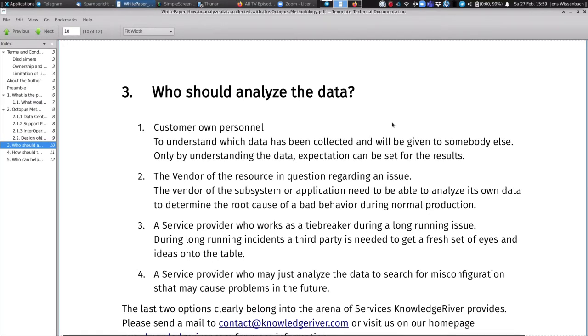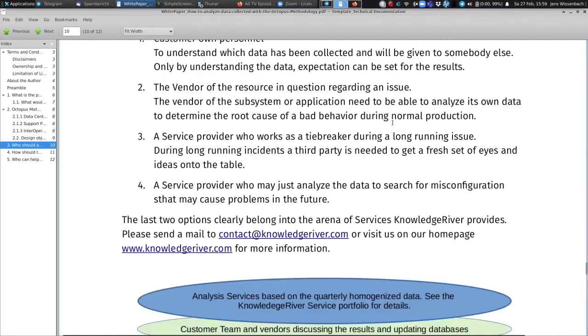Of course, you have another service provider as a tiebreaker. If you run into a finger pointing frenzy, you want to have somebody on the outside looking into the situation and give you a second opinion on what is going on. Why can't my guys solve the issue? We at KnowledgeRiver provide this type of service with the correct data collection upfront in order to allow you to mitigate and limit the number of problems that you will have in the future.